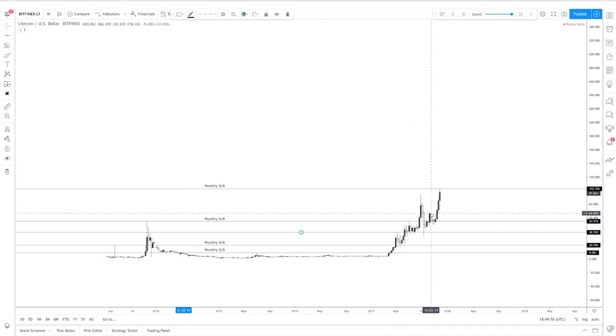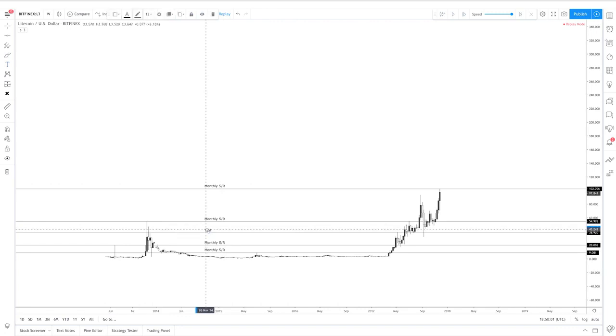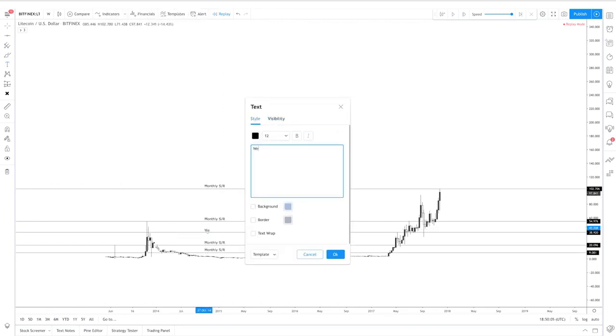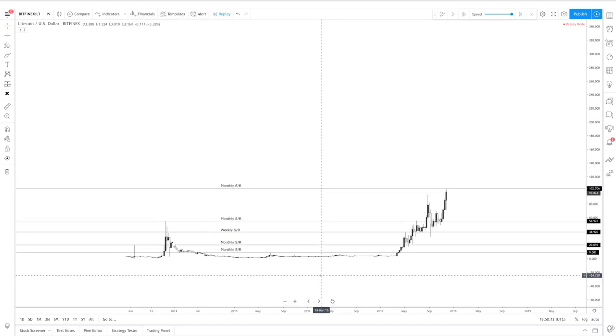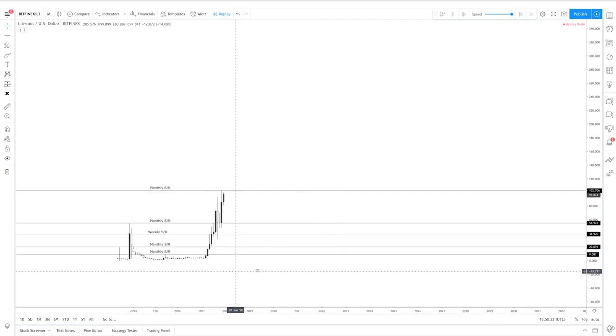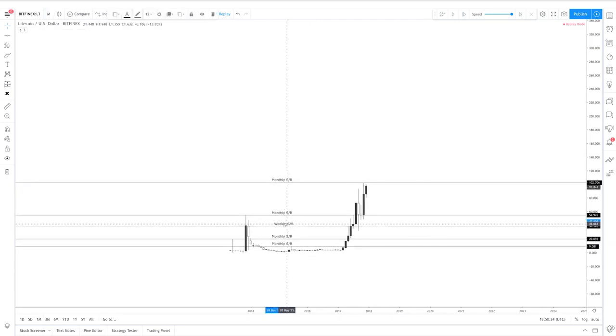Let's leave it like that for now. Let's call this our weekly SR. And I like this. I like what we have marked, and let's go back to our monthly. Here we go. We see everything that we marked.